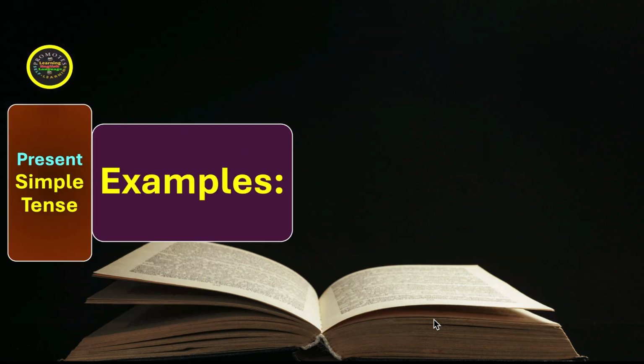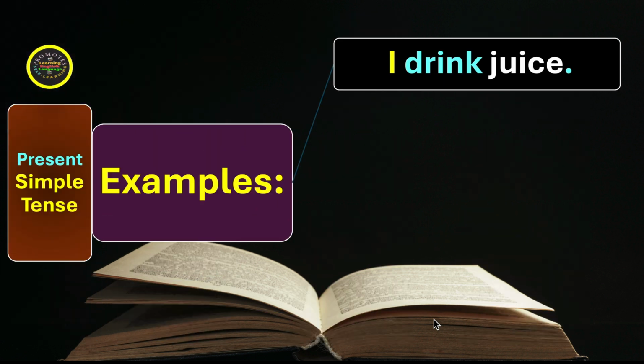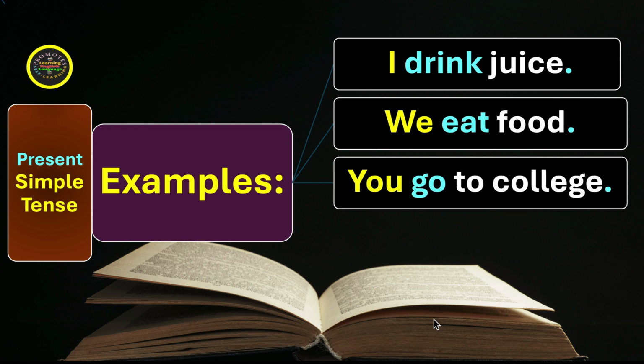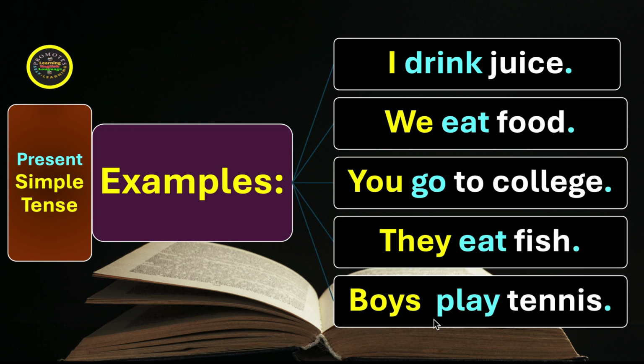Let's see the examples. I drink juice. We cannot say I drinks juice. That is wrong. Likewise, we eat food. You go to college. They eat fish, and boys play tennis.